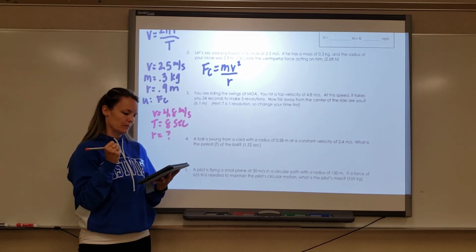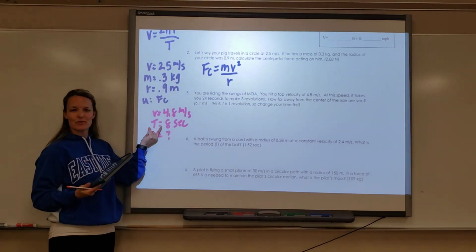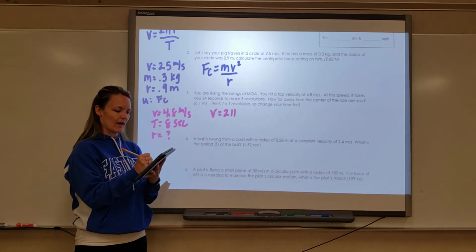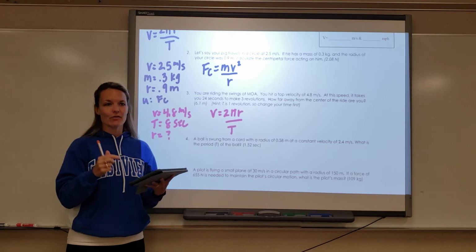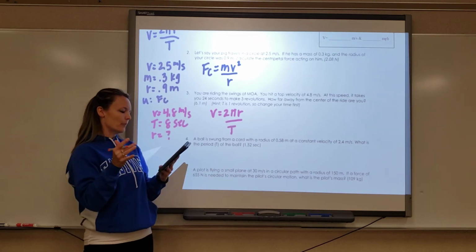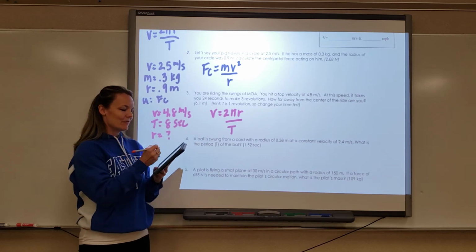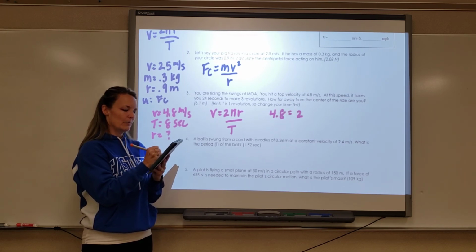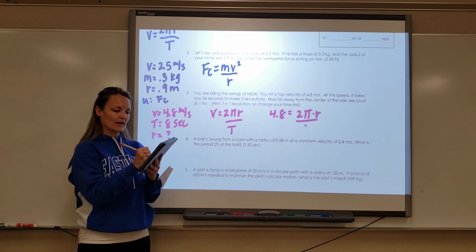That is my unknown. All right, looking through my list of equations, the only equation with that capital T in it is my V equals 2 pi r over T. You have to be careful using your calculator whenever you use this pi. So I'm just going to help you set one up so you see, and then I'll turn you loose to work on the rest of them. If the velocity is 4.8, 2 pi times my radius, that's what I don't know, divided by 8.